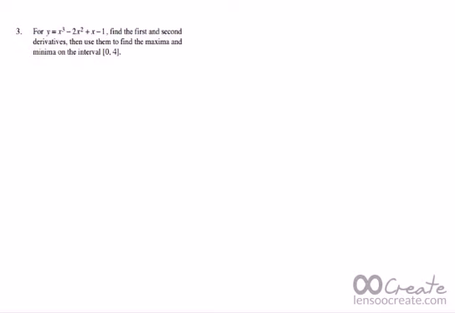All right, let's take a look at Chapter 5, review number 3. Find the first and second derivative. So let's go ahead. Y prime equals 3x squared minus 4x plus 1. Y double prime equals 6x minus 4.